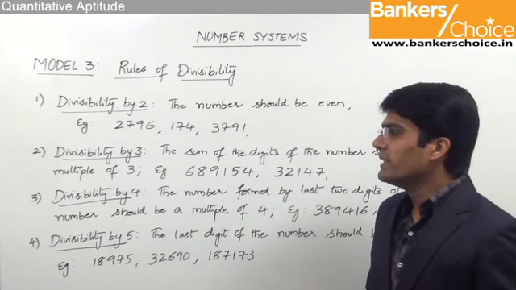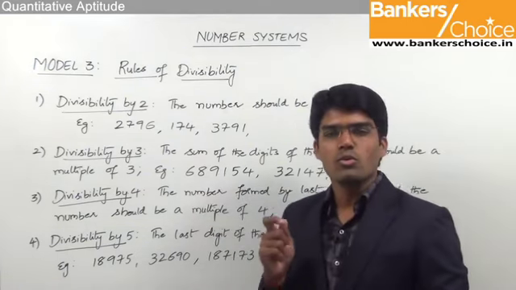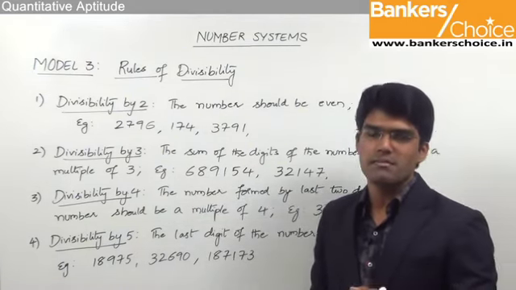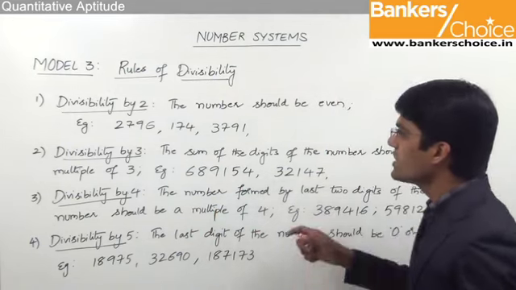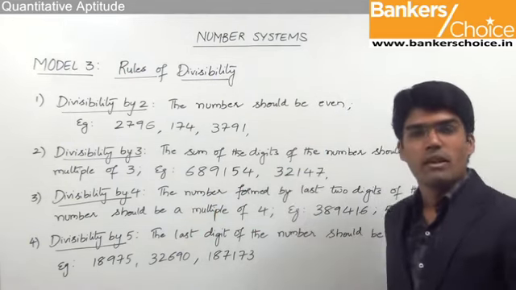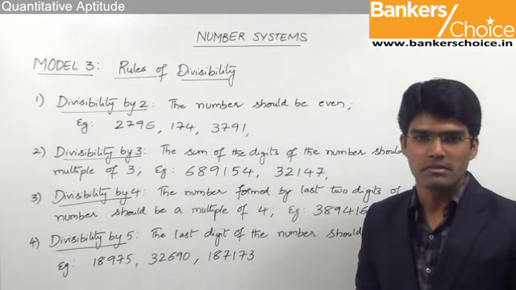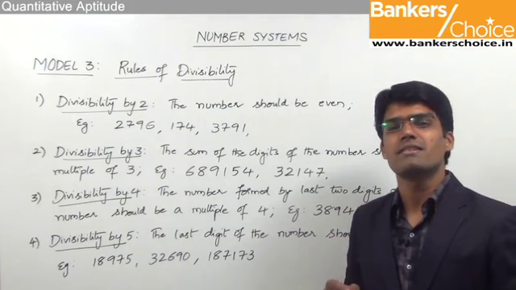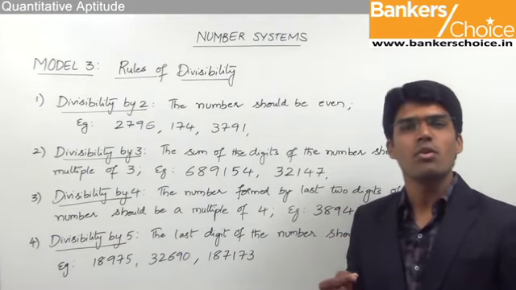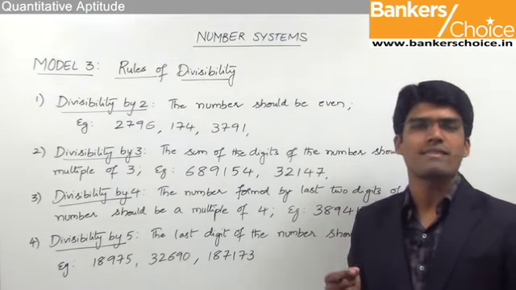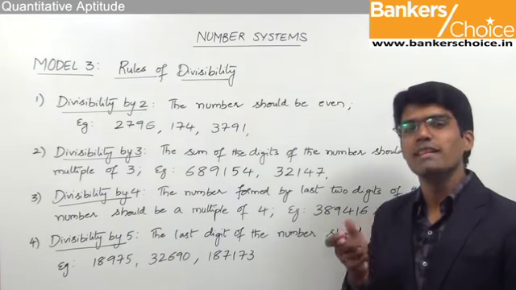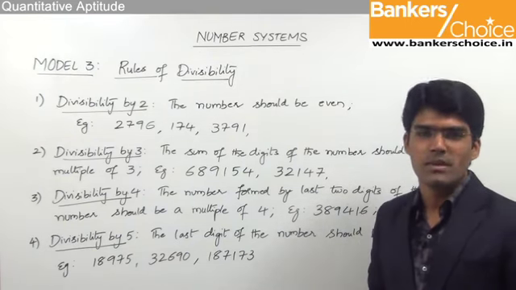Now if you look at the first one here, divisibility by 2. How to check whether a given number is divisible by 2 or not? The condition here is the number should be even. So for a number to be divisible by 2, it has to be an even number. Or we can say that the last digit should be even. So it should be either 0 or 2 or 4 or 6 or 8, because only in these cases the number becomes an even number.